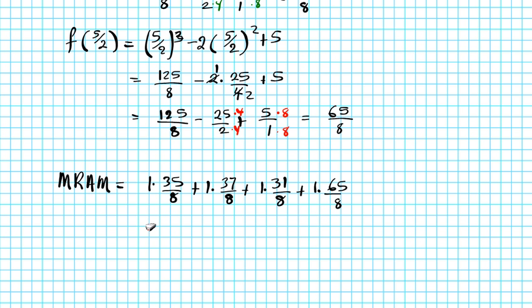So if you add them all up together, let's see what we get. If we add them all together, we get 168 over 8. And then just dividing by 8, you end up with 21. So the midpoint rectangle approximation, in this case, is 21. So there you have it.